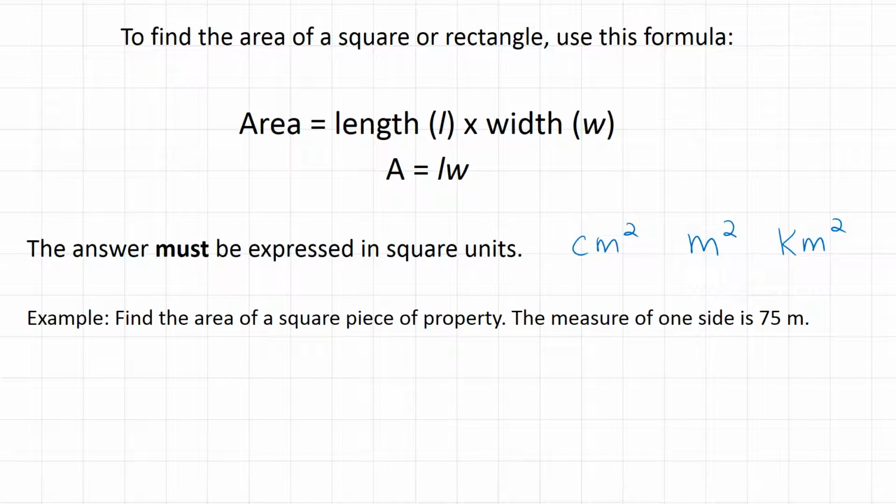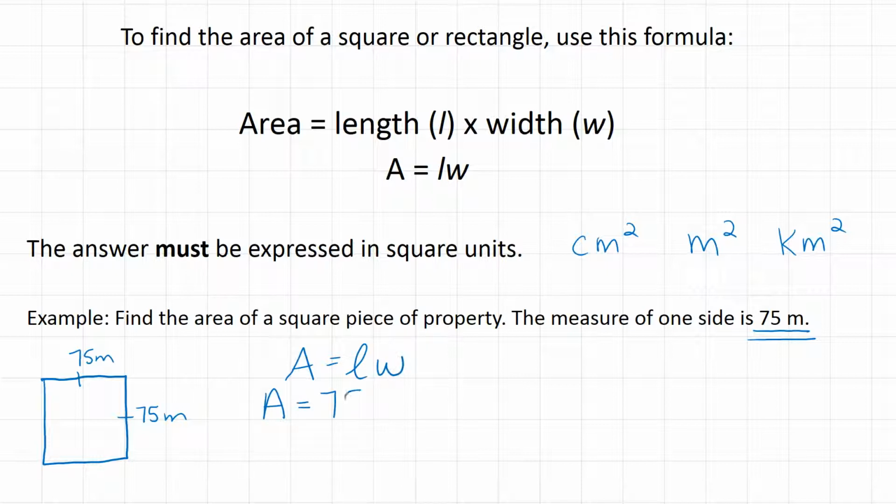Okay, so let's do an example. We've got a square piece of property and we want to find the area of it. The measure of one side is 75 meters. Well, I know it's a square, so I know that the length and the width will be the same. So they're going to be 75 meters by 75 meters. We're trying to find the area, so I know area is equal to the length times the width. I'm going to plug that in, so area is equal to 75 meters times 75 meters.